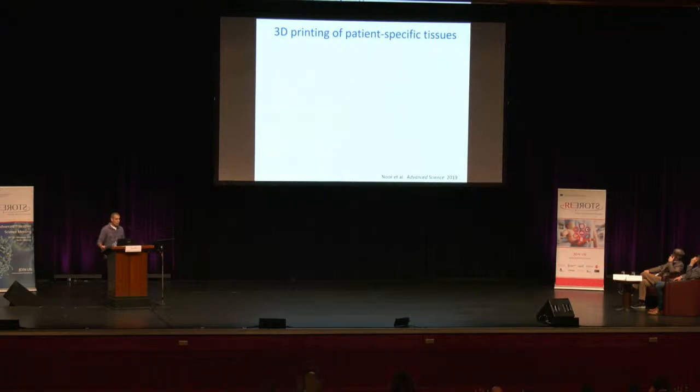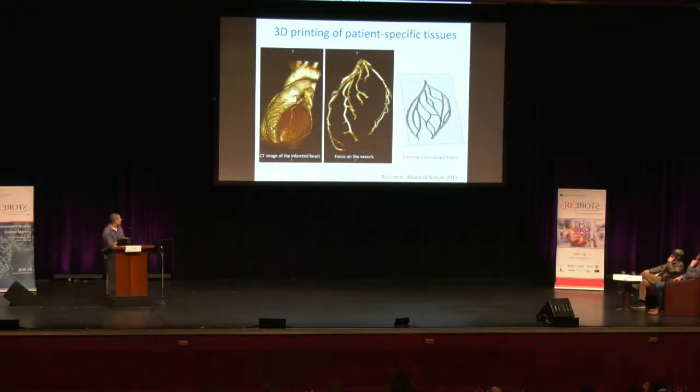So we're also using the personalized hydrogel with the patient-specific cells to 3D print patient-specific tissues. So we look at CT images of the patient, we look at the blood vessels, we transfer the blood vessels to the computer, and we add more vessels to better nourish the tissue that we're printing.